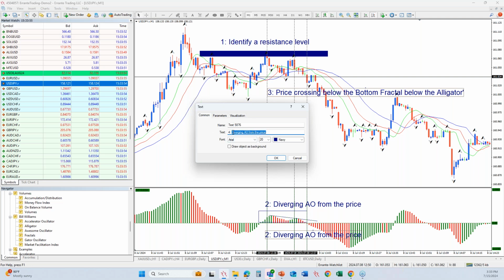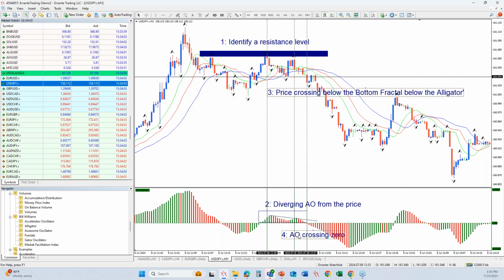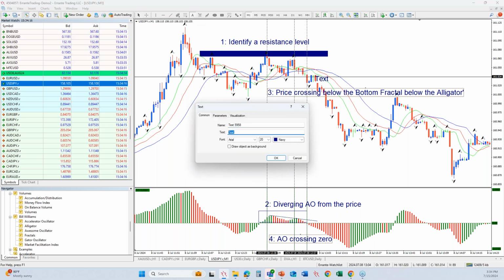when we see AO crossing zero almost at the same time. So here are the 4 rules that we need to consider when we want to go short using alligator, fractal, and AO.